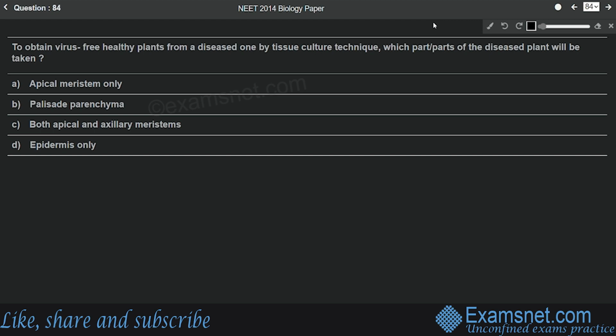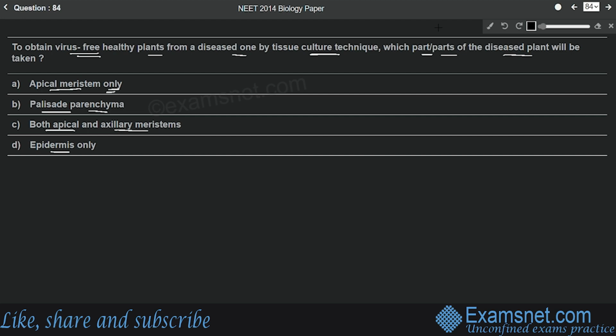Question number 84 is from the chapter Strategies for Enhancement in Food Production, and the question is, to obtain virus-free healthy plants from a diseased one by the tissue culture technique, which part or parts of the diseased plant will be taken? Option A, apical meristem only. Option B, palisade parenchyma. Option C, both apical and axillary meristems. And option D, epidermis only. So what happens?